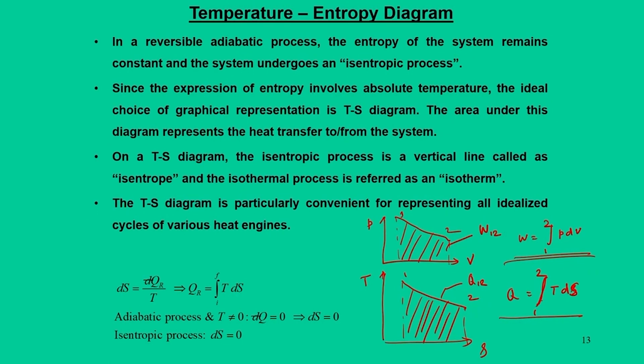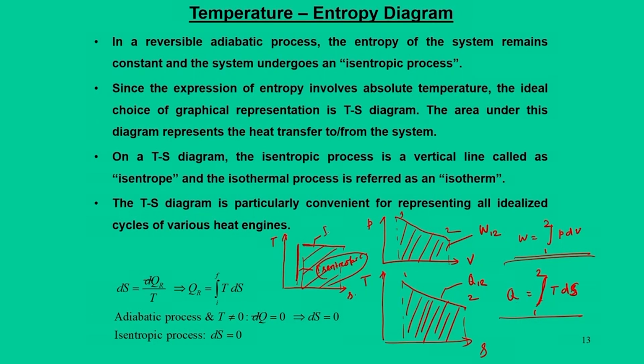Now we are going to introduce some terms. In a temperature entropy diagram, we may have an isentropic process as a vertical line, and an isothermal process as a horizontal line. As you can clearly see, for the isentropic process there is no area, so Q is equal to 0. When you go for an isothermal process, the area under the diagram will be a rectangle.